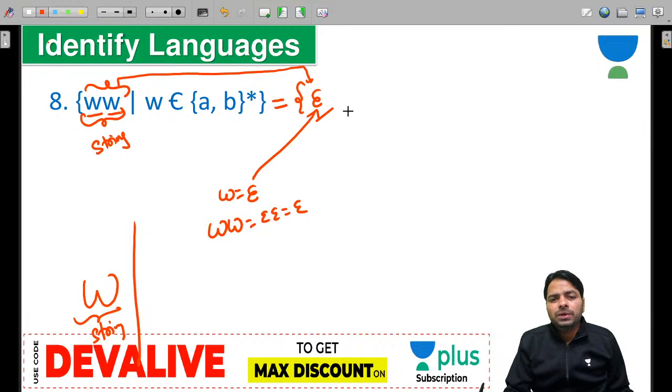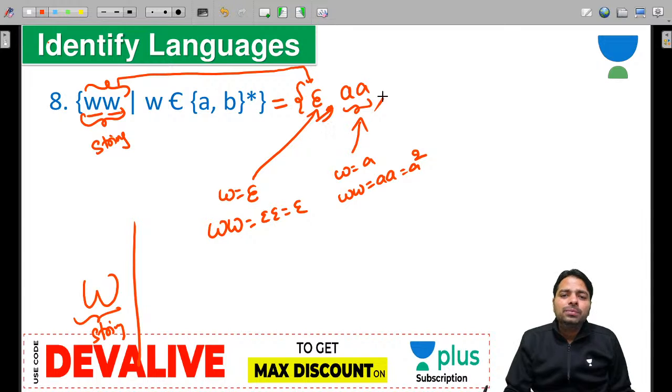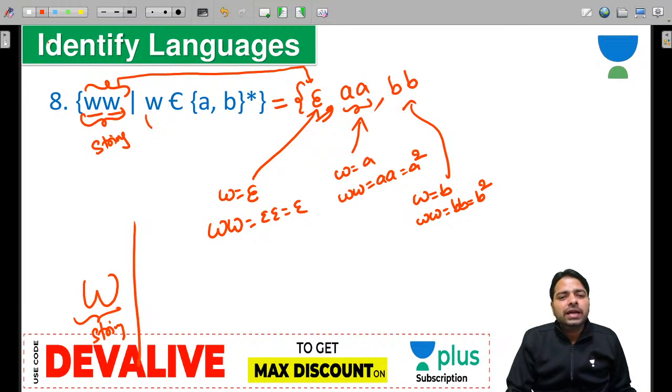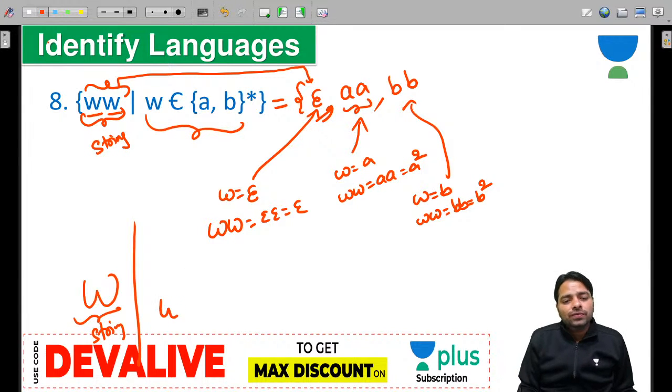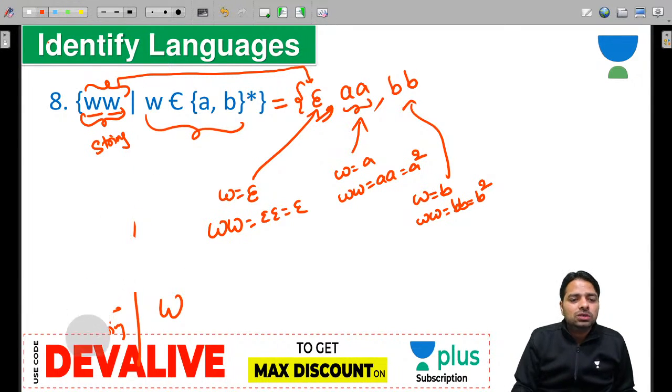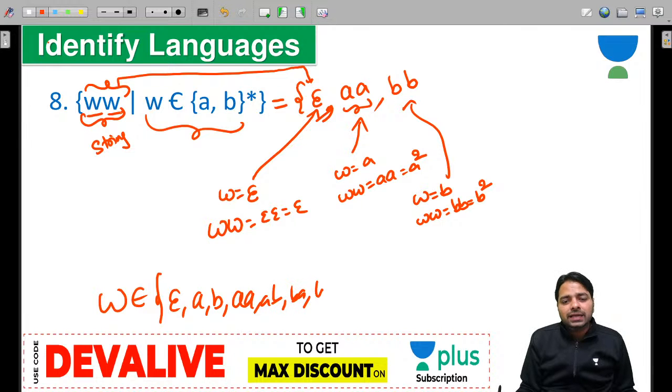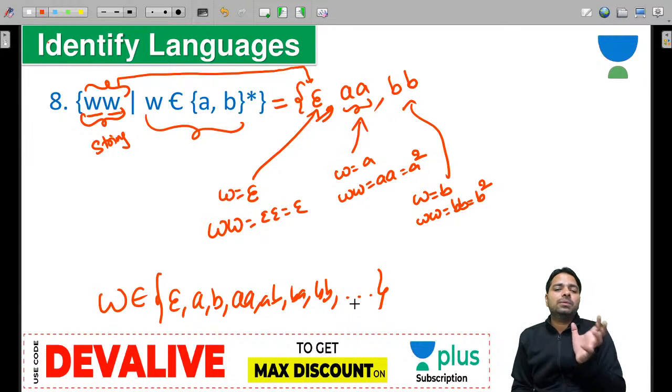And the next string is going to be AA. How did you get AA? When you put W is equal to A, WW becomes AA, so you get A square. And what is the next string? BB. How did you get that? Because when you put W is B, then WW is equal to BB, which is B square. And why am I putting AB? Because you said W belongs to {A, B} whole star. So I have the choices for W: epsilon, A, B, AA, AB, BA, BB. You said that. That is the reason I am following your W.